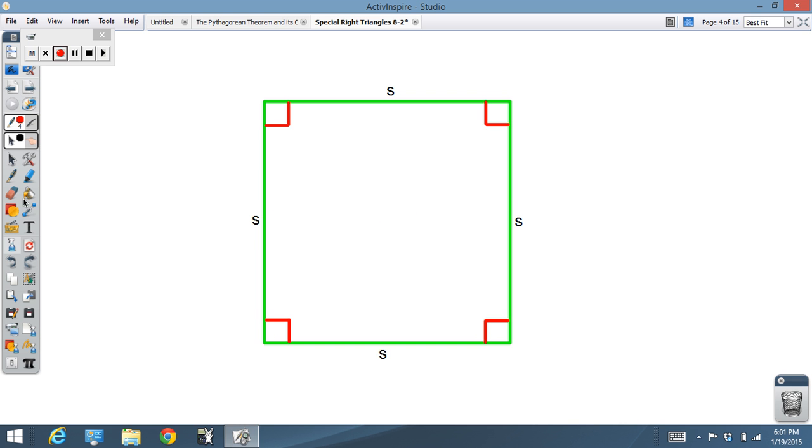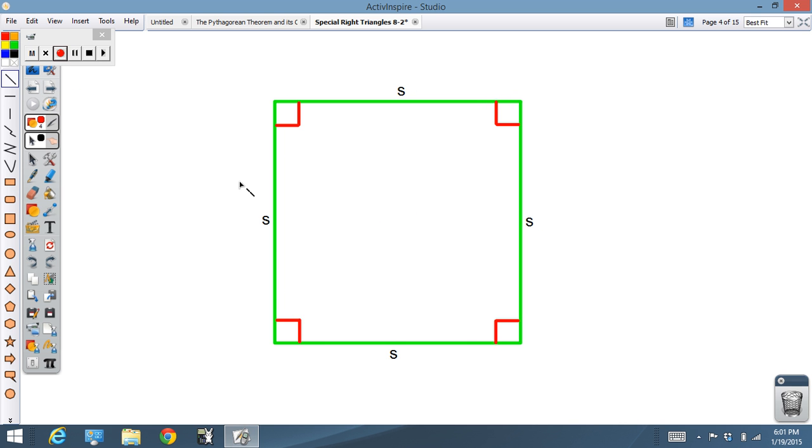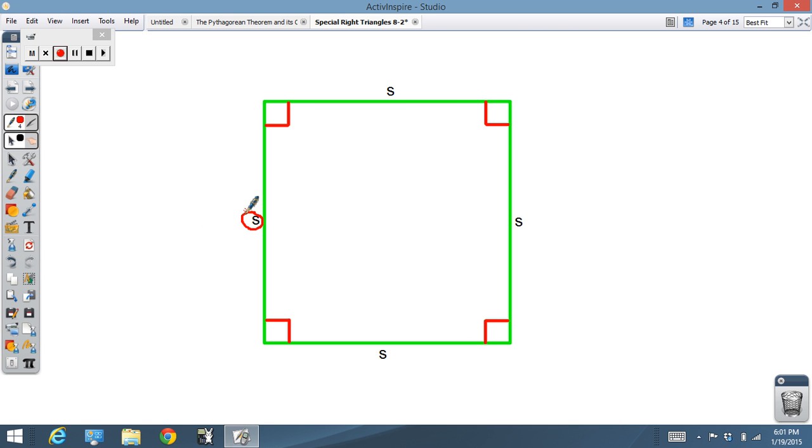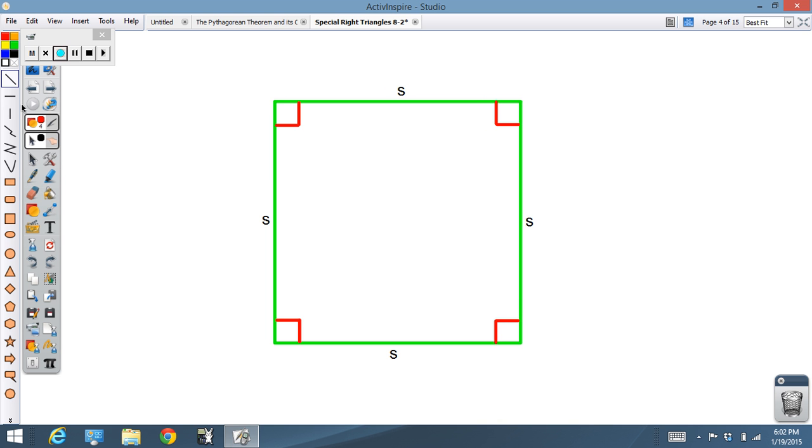Here's where it comes from. We're looking at a square here, obviously. Side lengths are all the same. Side lengths are all S, and they're labeled as such. Now, every angle is 90 degrees. But here's what we're going to do with this. We're going to make a nice little diagonal here that cuts this in half.